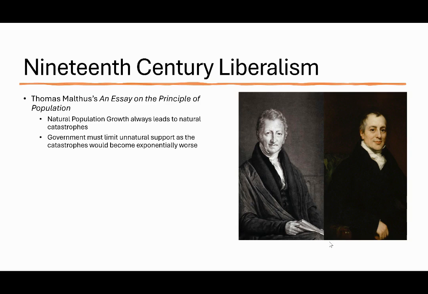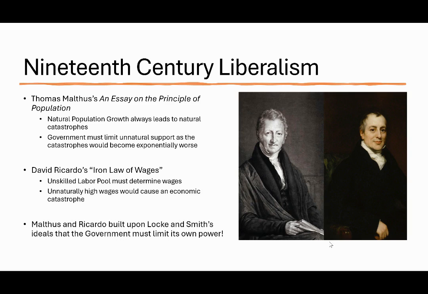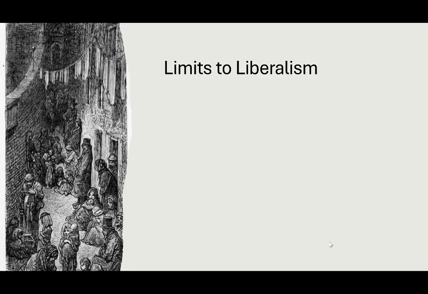So really, in 1798, he's looking at a world that's kind of miserable, and I think that connects to what we're talking about. We talk about David Ricardo's iron law of wages, the idea that the unskilled labor market must determine wages. Unnaturally high wages would cause economic catastrophe as it would disrupt the natural flow of capital. So when we see this, Malthus and Ricardo, they're building upon Locke, they're building upon Smith. They're saying, hey, these are the ideas of the government, and there's a limit to the government's power.